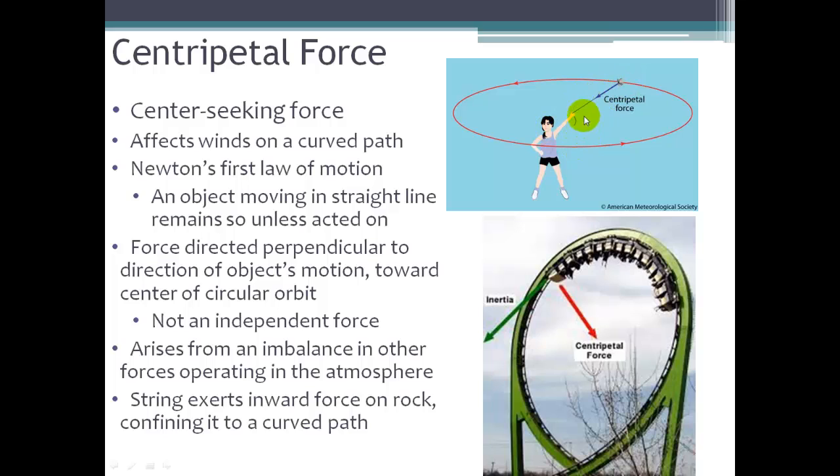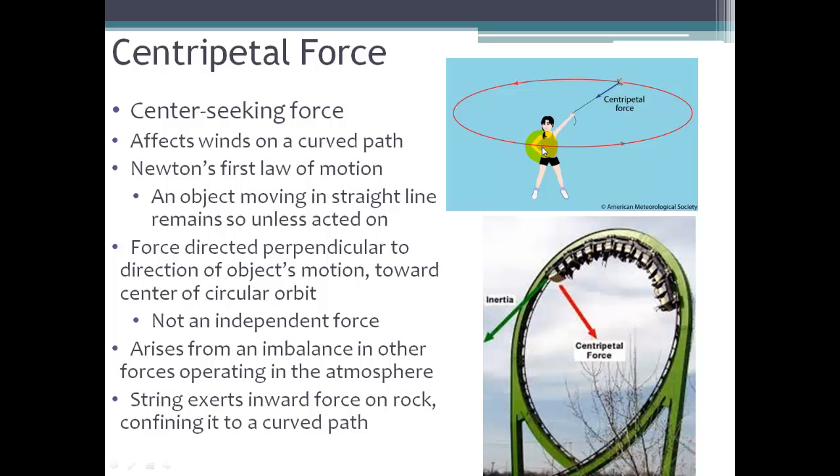I don't think I've ever tied a rock to a string and twirled it around, but I've certainly twirled other things around. And you know that the rock in this example, as soon as you start spinning it, it wants to just take off and go straight away. But because it's confined to the string, it has to go in the direction that's specified here. And the force that's keeping it on a curved path is the centripetal force.